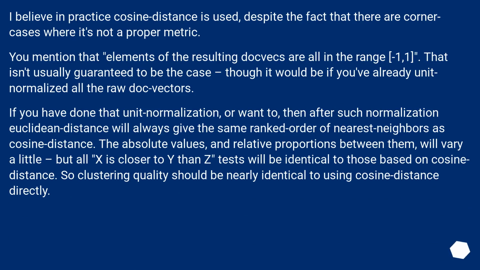I believe in practice cosine distance is used despite the fact that there are corner cases where it's not a proper metric. You mentioned that elements of the resulting doc2vecs are all in the range [-1, 1]. That isn't usually guaranteed to be the case, though it would be if you've already unit normalized all the raw doc vectors. If you have done that unit normalization, or want to, then after such normalization, Euclidean distance will always give the same rank order of nearest neighbors as cosine distance.